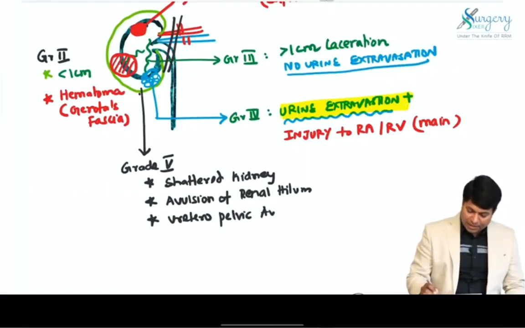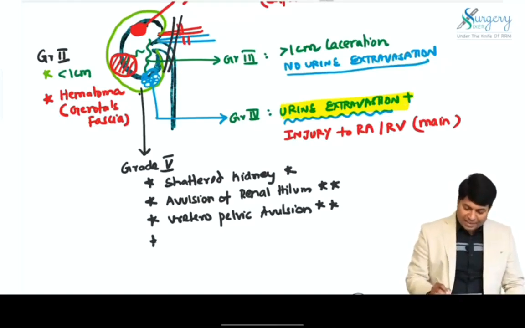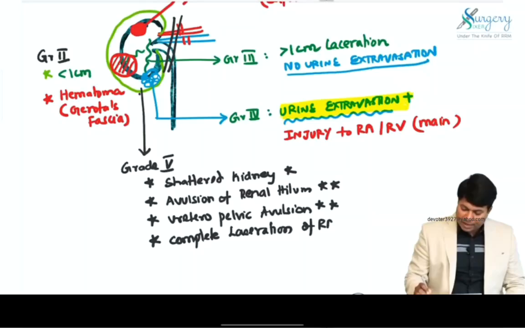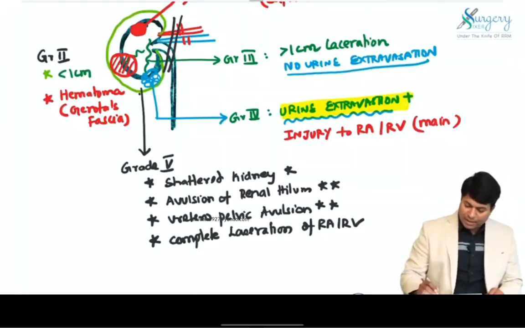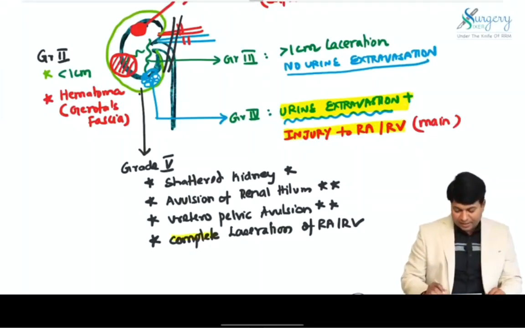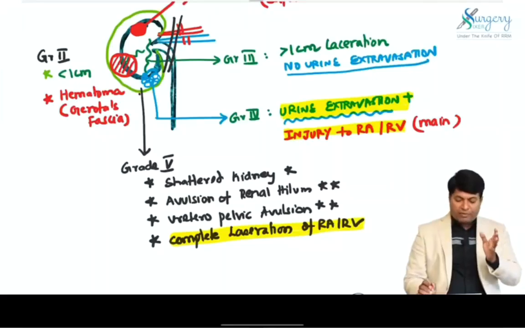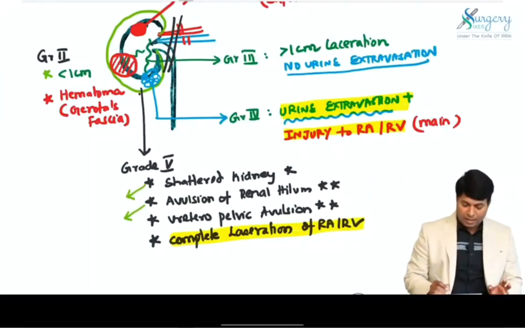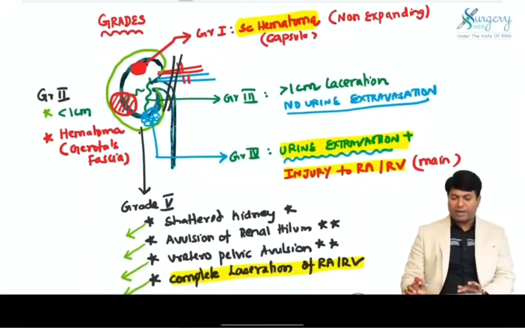Ureteropelvic avulsion, avulsion of renal hilum, shattered kidney, complete laceration of main renal artery and renal vein. Completely it is cut. Previously it was a mild cut. Please remember, in grade 4 the main vessel is injured but not completely lacerated. Here it is complete laceration. So grade 5 is shattered kidney, avulsion of renal hilum, ureteropelvic avulsion, complete laceration of renal artery and renal vein. So these are the grades of kidney injury.